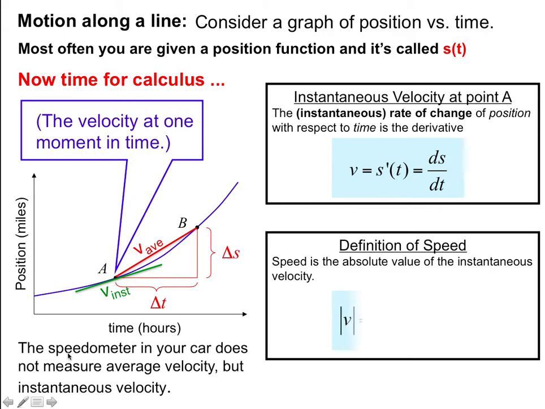So all the speedometer is doing is saying, let's get our velocity at point A, and whatever it is, let's make it positive. Let's just take the absolute value. And that's our speed. That's what our speedometer would say.